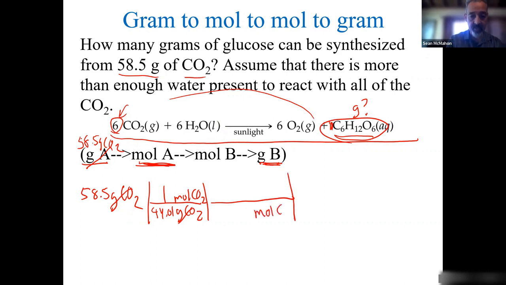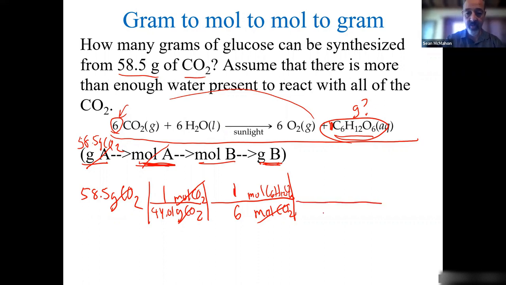So now I'm going to convert moles of CO2 to moles of glucose. How do I do that? Well, there's 1 mole of glucose in this equation to 6 moles of CO2. So now I cancel out the units of moles of CO2 and I have moles of glucose. If they only wanted moles of glucose, I'd be done. They don't. They want grams.